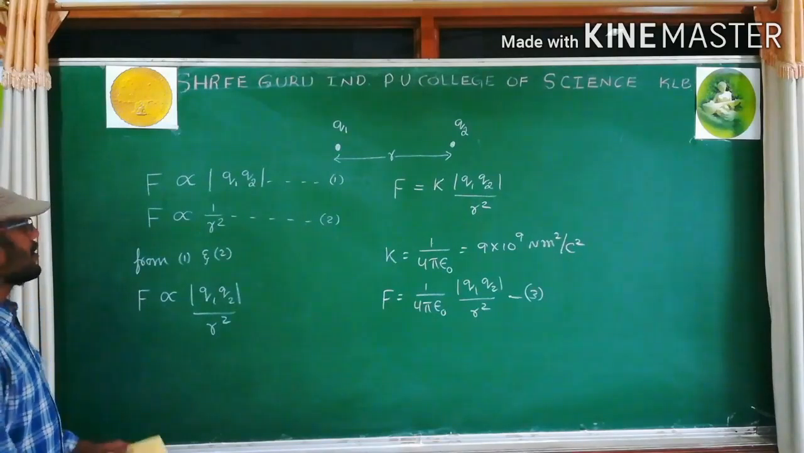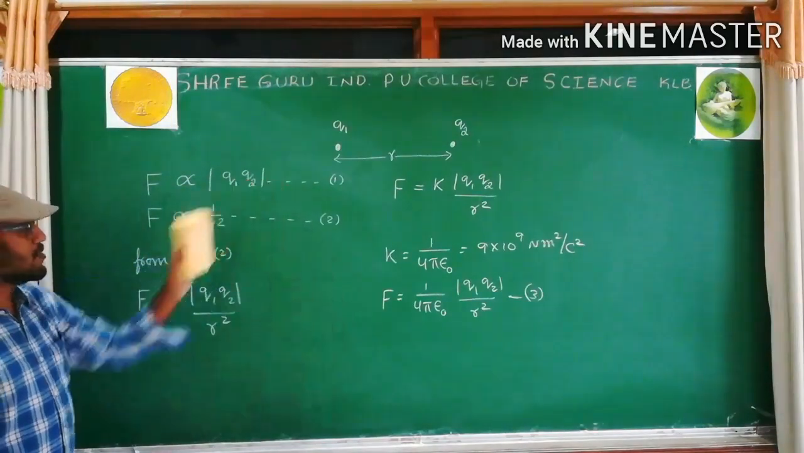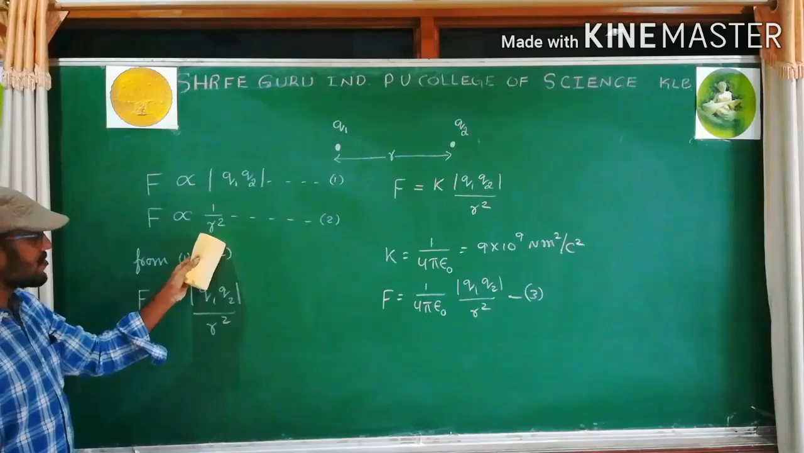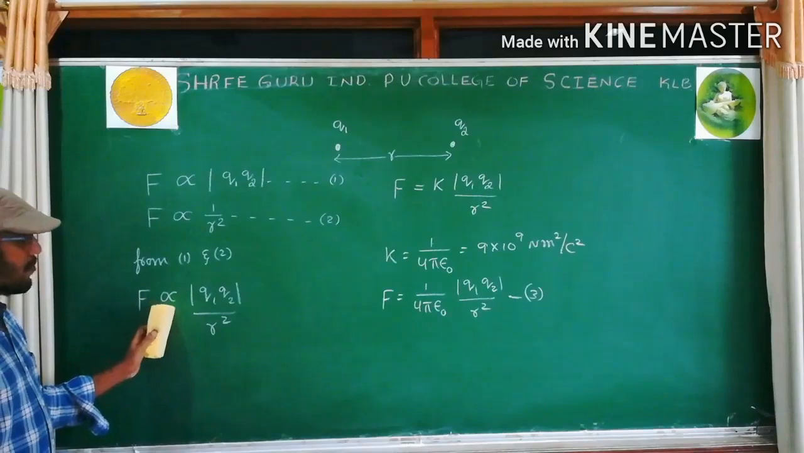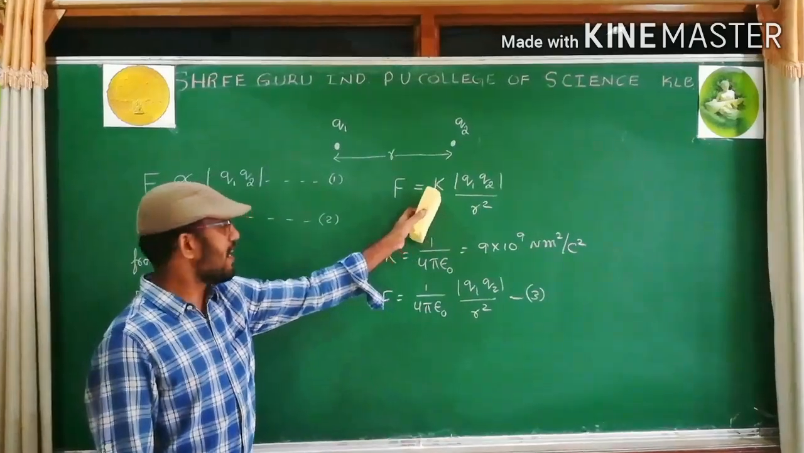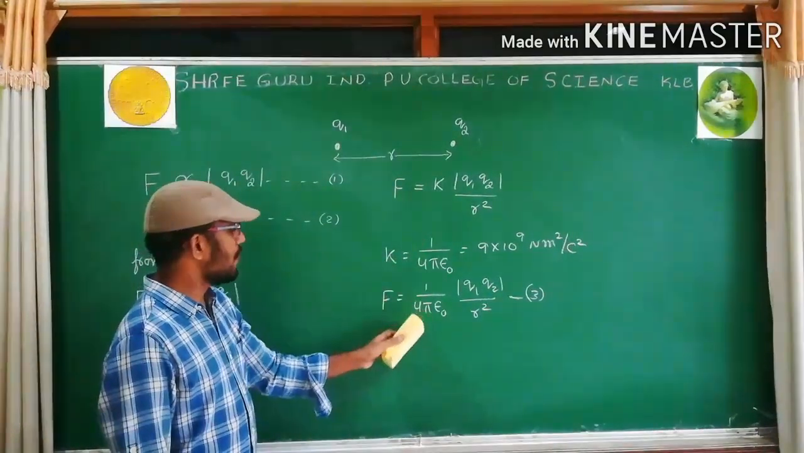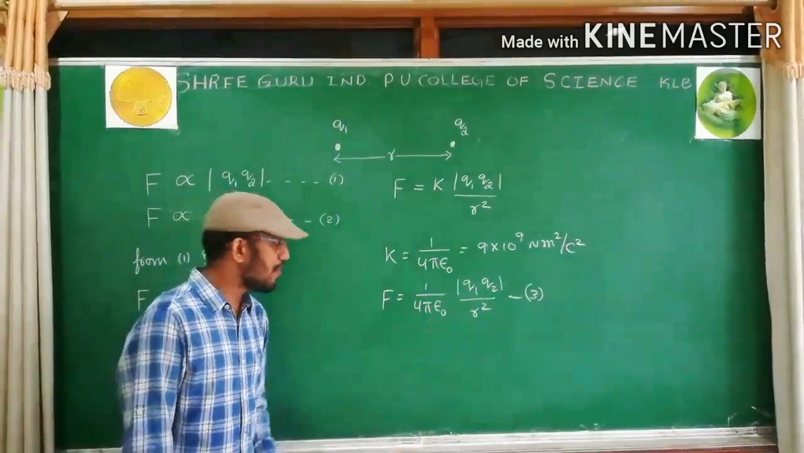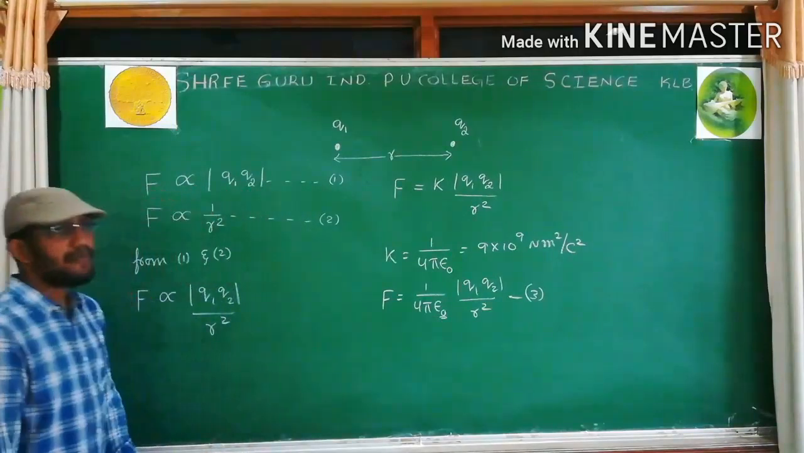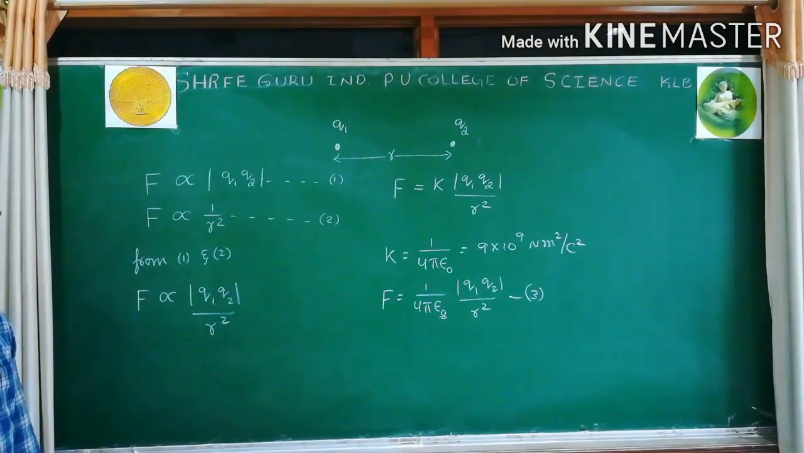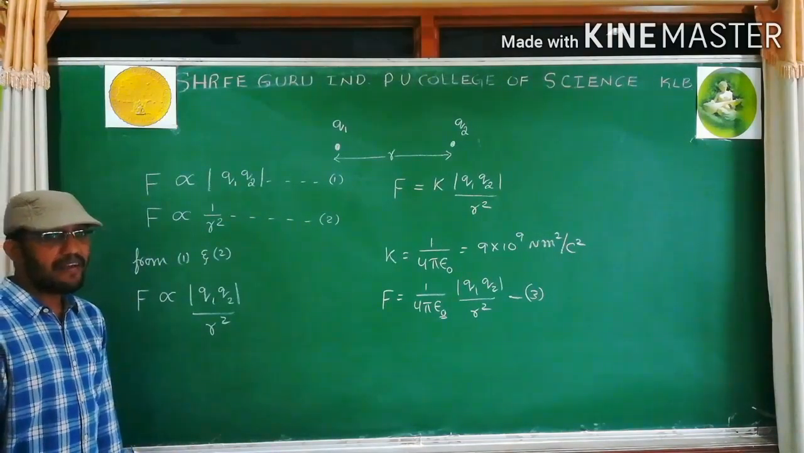Coulomb's law in a medium. So, F is proportional to modulus of Q1 into Q2, equation 1. F proportional to 1 by R square, that is equation 2. From 1 and 2, we'll get this one. By removing this proportionality and keeping the constant K, which is called the Coulomb constant, F is equal to 1 by 4 pi epsilon naught into modulus of Q1 into Q2 divided by R square. Here epsilon naught is called permittivity of free space or vacuum.